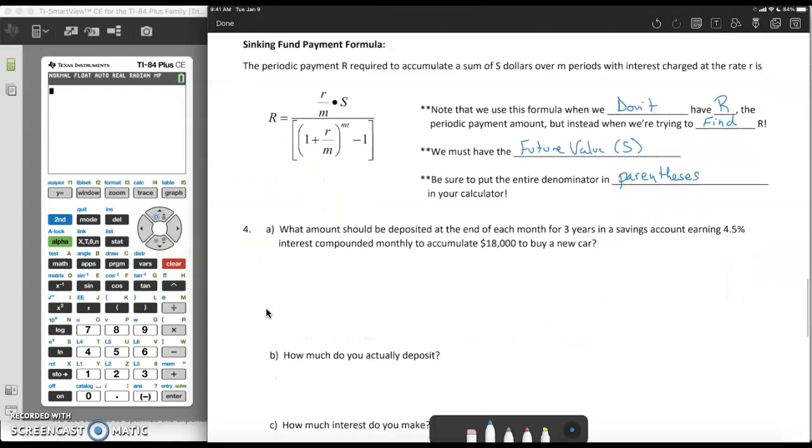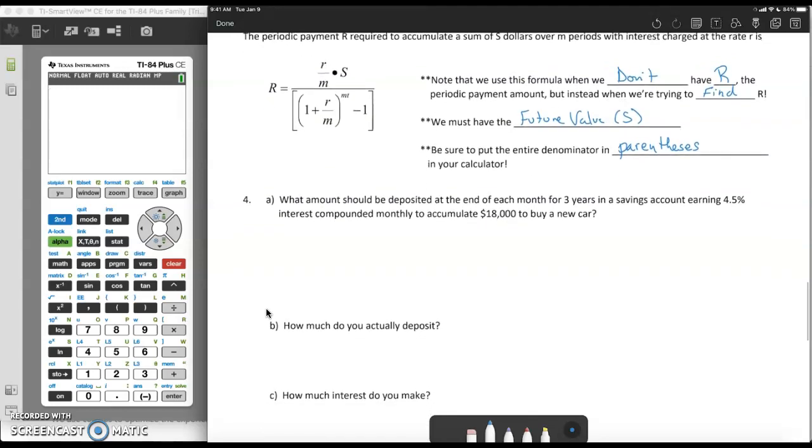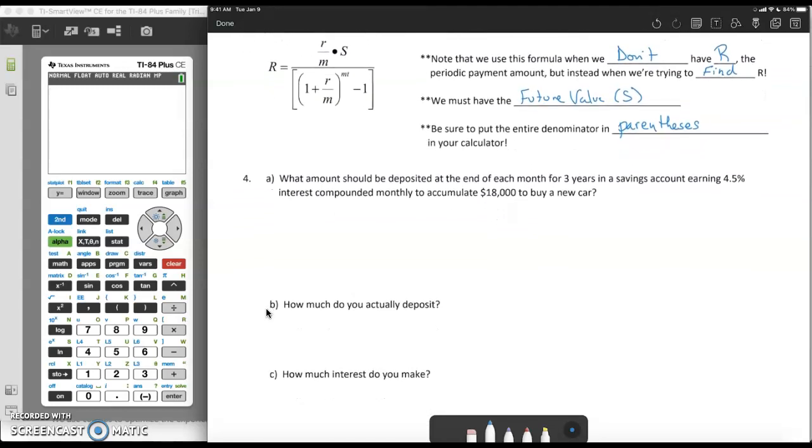Okay, so how does this work? The question could be phrased in a way like this: What amount should be deposited at the end of each month for 3 years in a savings account earning 4.5% interest compounded monthly in order to accumulate $18,000 to buy a car? So a sinking fund is basically when, again, you're planning ahead for some future expense and you're thinking, okay, I'm going to start putting money in this savings account so that in 3 years I will have enough money to buy this car. How much should I deposit at the end of every month?